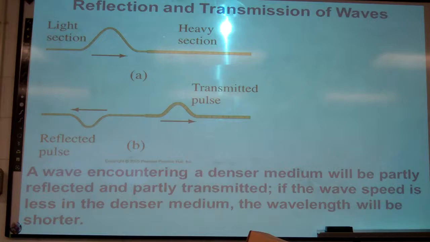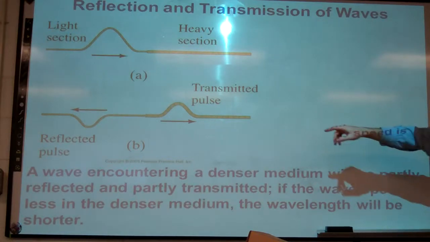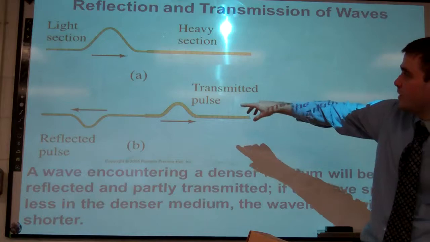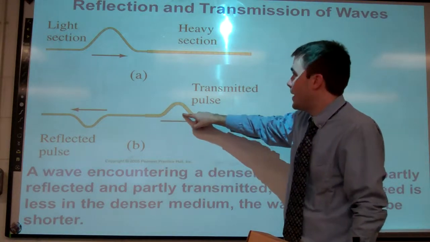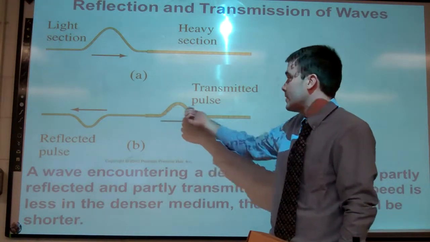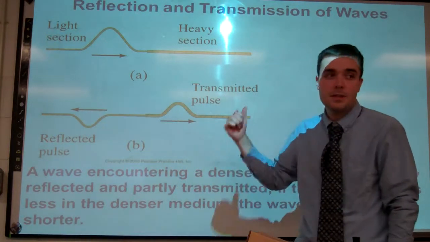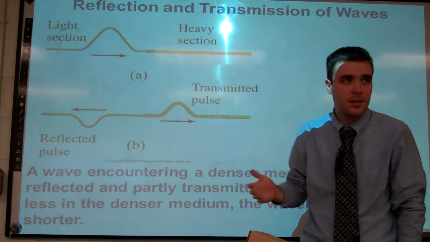Right. And one more thing about reflection and transmission of waves: if you have a light rope and a heavy rope, part of it gets transmitted, part of it gets reflected. This will become important in the next chapter with light. If it goes into a heavier medium, part of it gets transmitted and the part that gets reflected is inverted, while the part that gets transmitted is upright. Does that make sense to everybody?